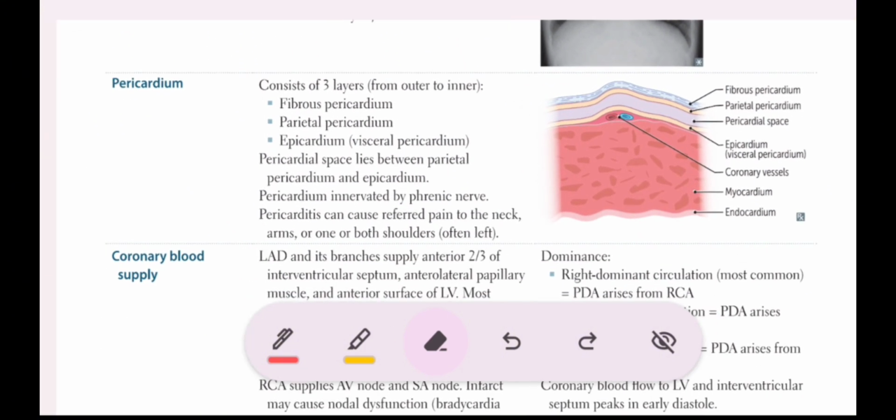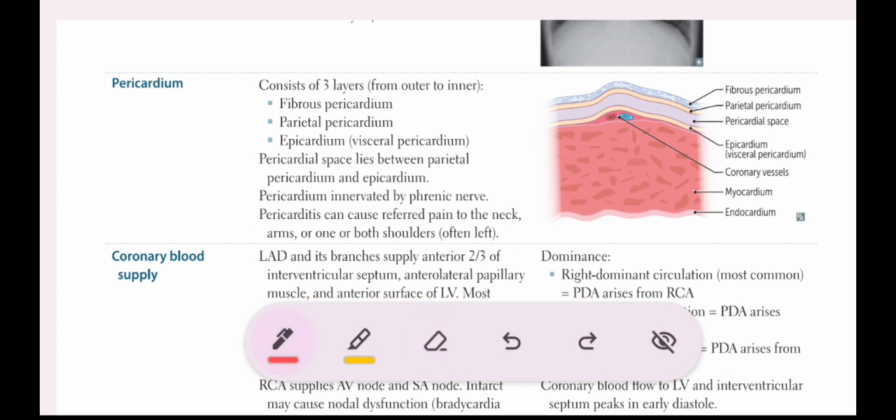Then we have pericardium. Pericardium is made up of three layers: the fibrous pericardium, the parietal pericardium, and the epicardium. Then there is pericardial space that is present between the parietal pericardium and epicardium. The pericardial space contains fluid which provides lubrication during beating of the heart. Pericardium is innervated by the phrenic nerve.